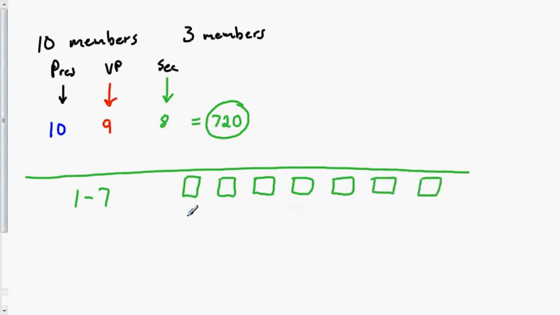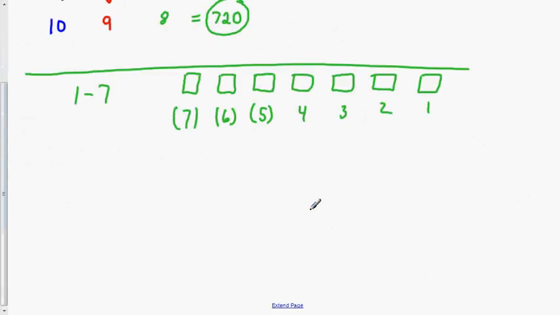So, how many different numbers can this be? It could be 7. How many numbers could this be? It could be 6. This could be 5. This could be 4. This could be 3. This could be 2. This has only got one option. So I can multiply them together. You see what I did there?